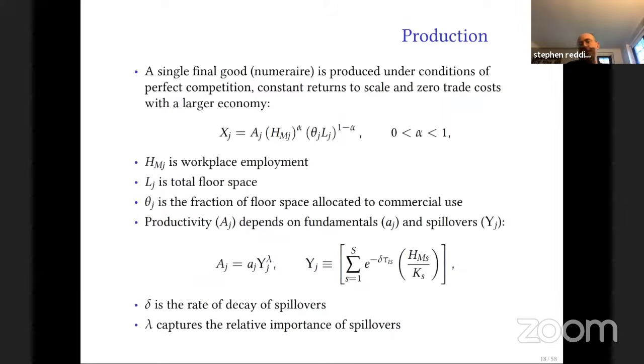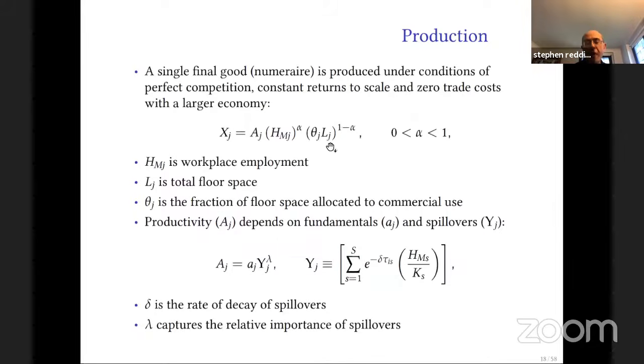What about agglomeration forces in production? Well, that's also going to be a very simple story. Again, we've taken this canonical urban model. We've got a single final good produced in competitive markets with labor and floor space according to a constant returns to scale technology. Again, we're going to assume it's a Cobb-Douglas technology. So output of the final good equals productivity in workplace J, the measure of workers employed in that workplace HM, and the amount of commercial floor space used in that location, which is the total amount of floor space L times the fraction of that floor space that's used commercially.